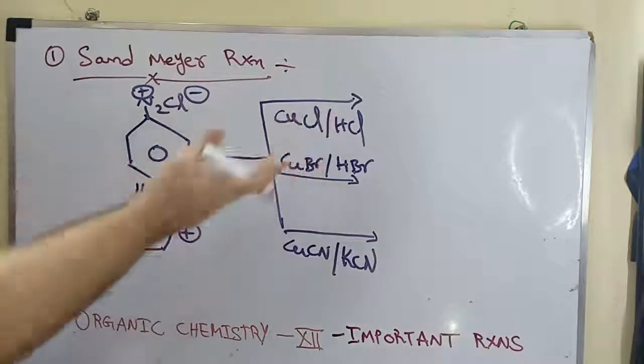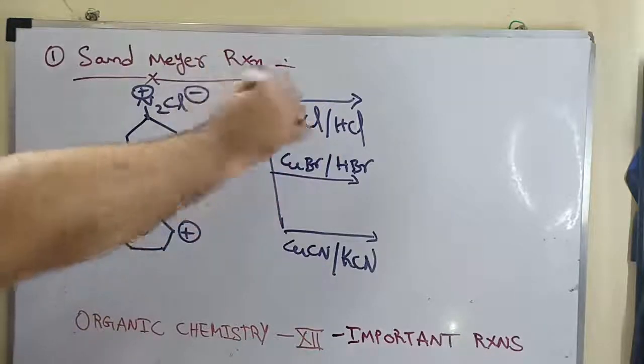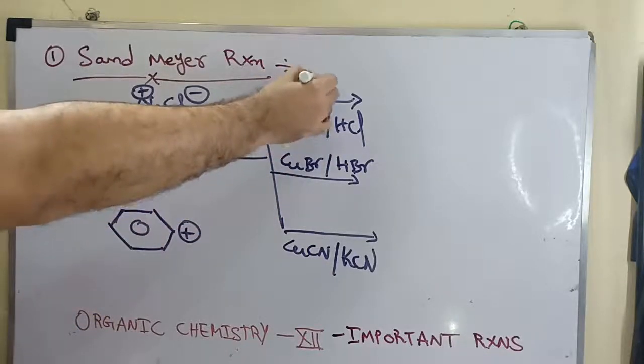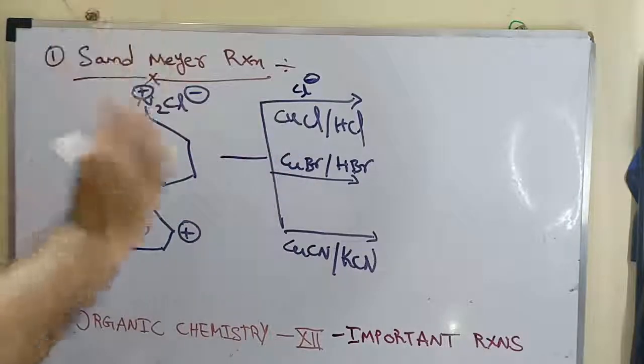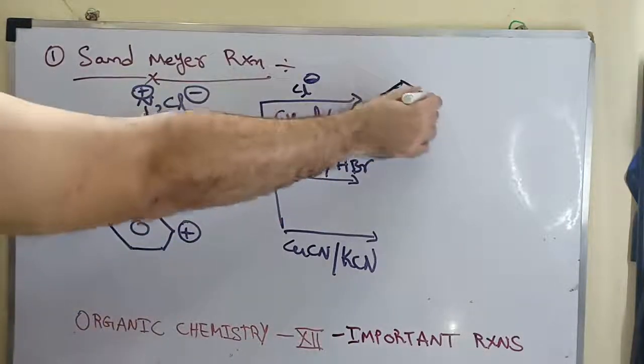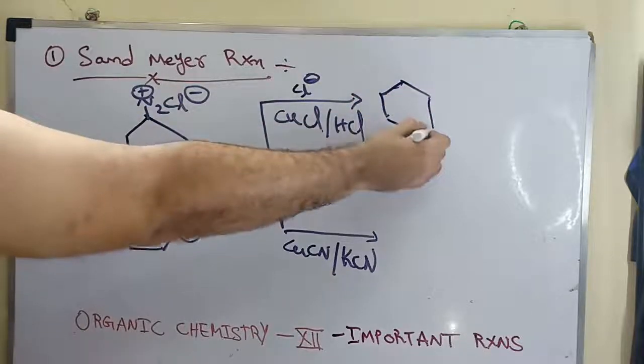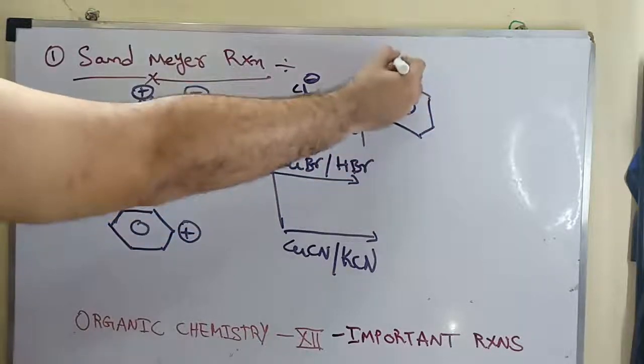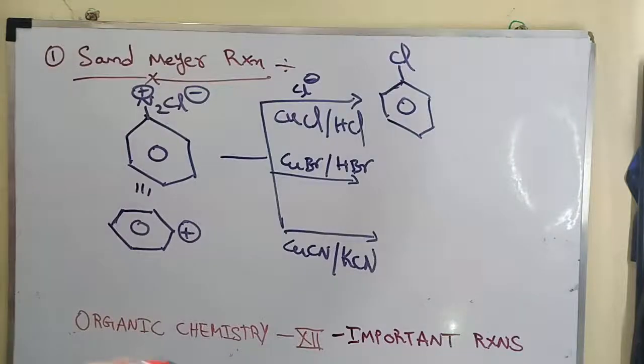And now what is the negative part out of this one? Negative part, you know this very well. Chloride will come out as a negative part. So add the positive part and the negative part, hence the answer. So what you get is chlorobenzene.